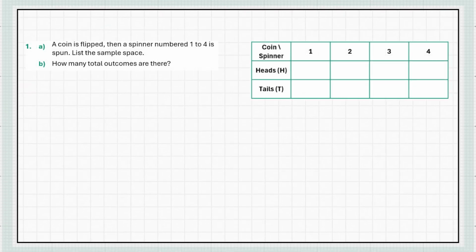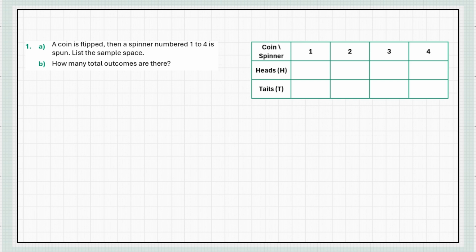Alright, welcome back. Now we're going to be looking at two-stage experiments. So we have two independent chance events, and we're just going to work out what the sample space is and ultimately what the probability is when we look at two independent events.